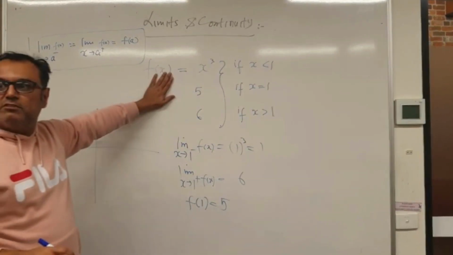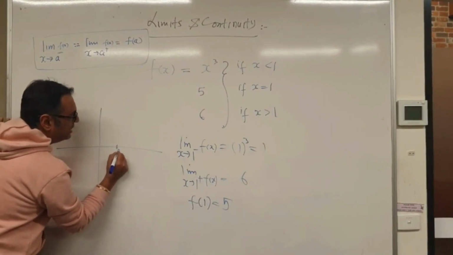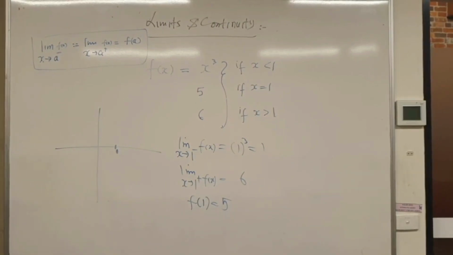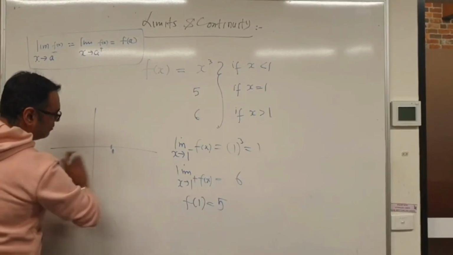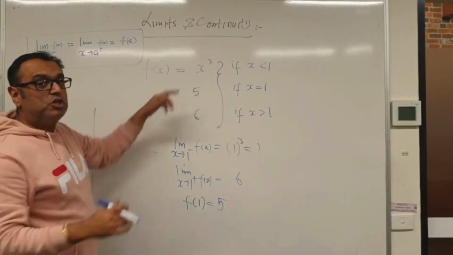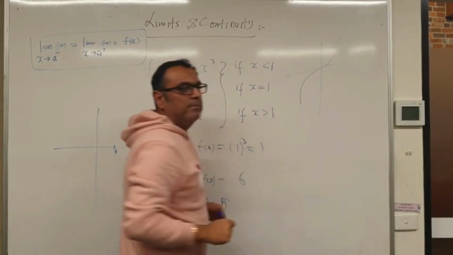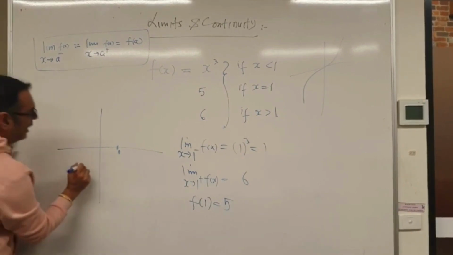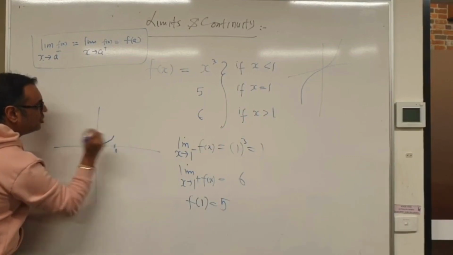Let's try to draw the graph of this function. 1 is my point, which is where I'm checking my continuity. When I was approaching from here, I would have got a cubic, y equals x cubed. How's the graph for y equals x cubed? That's the graph, correct? So it will be something like this, and I'll stop here.